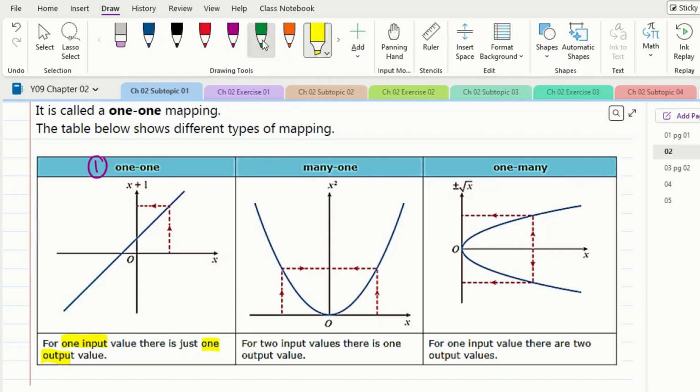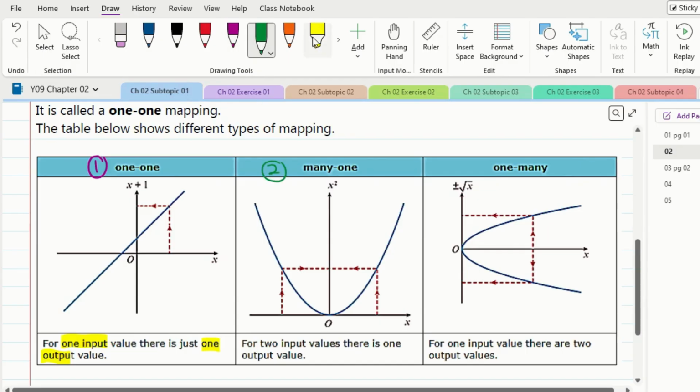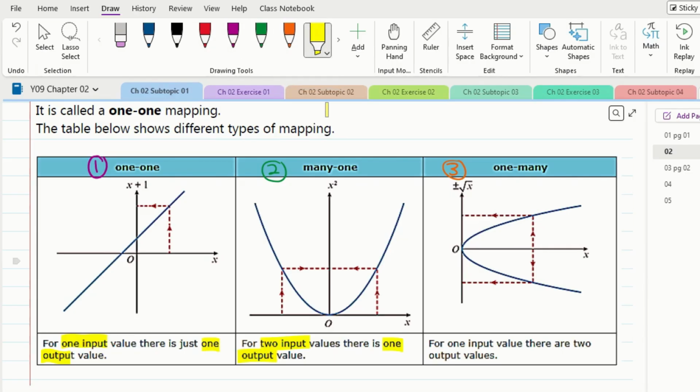As for the second one, which is many to 1, for two input values, there is one output value. And as for the third one, 1 to many, you will see that for one input value, it will produce two output values.